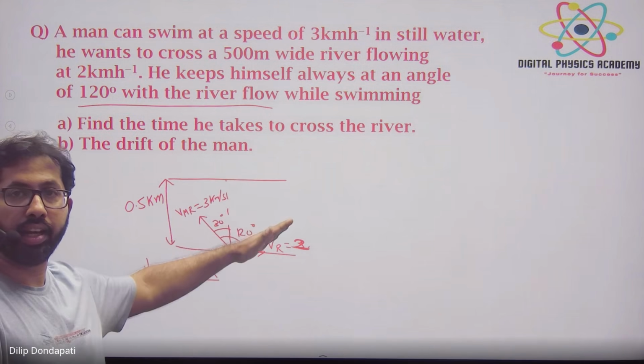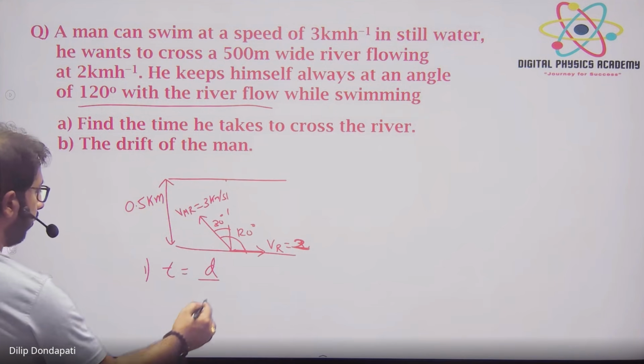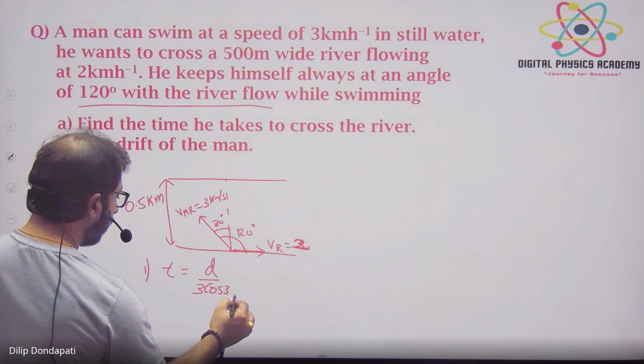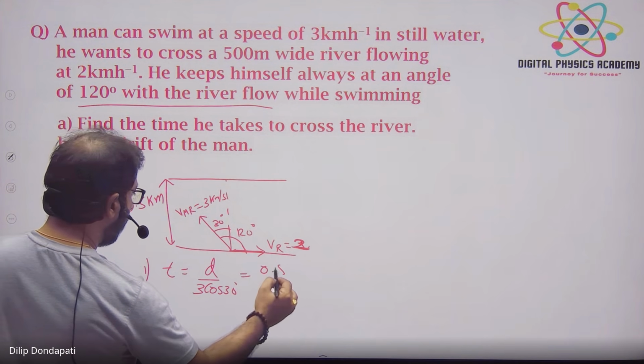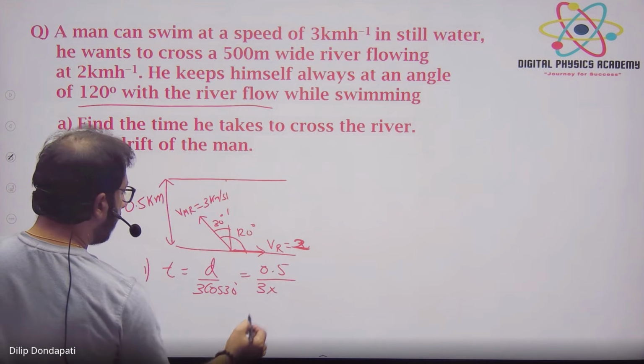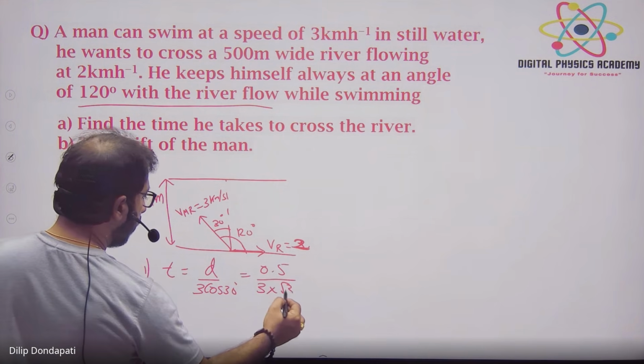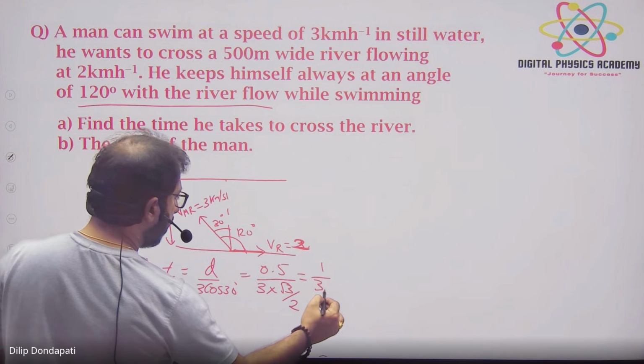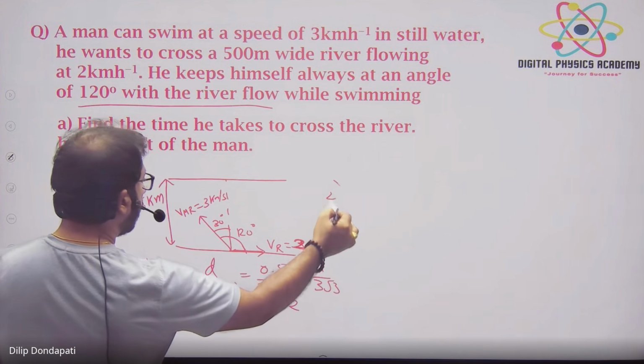We can do that directly. 3 cos 30 is how much? Distance is 0.5 by 3 into cos 30, is sin 60, root 3 by 2. So it is, ये ऊपर गए तो 1 by 3 root 3. ये तो आ गया. Now second one देखते हैं, who will do.